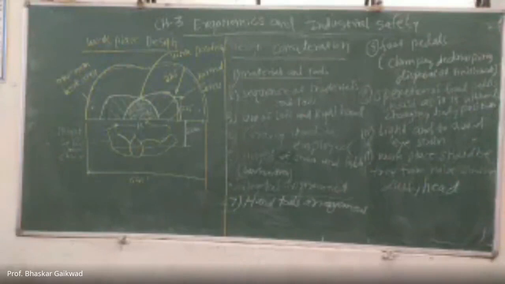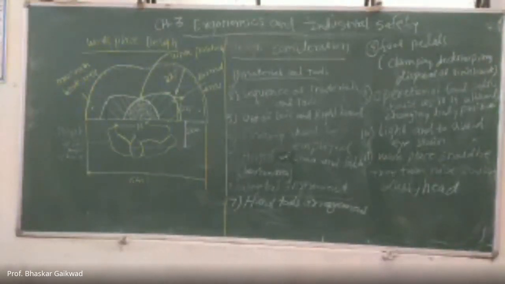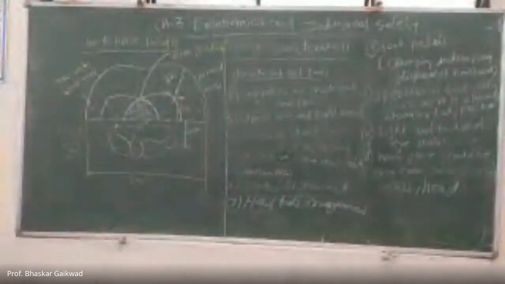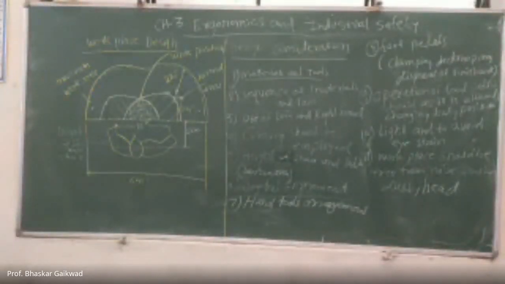Then next, there should be proper ventilation. Light should not cause any strain to the operator's eyes. And lastly, your workplace should be free from noise, smoke, dust, and heat. Such a workplace will be an effective workplace. Because of this, working efficiency will increase, production will increase, and productivity will increase. So many industries are following this type of workplace design and these design considerations.